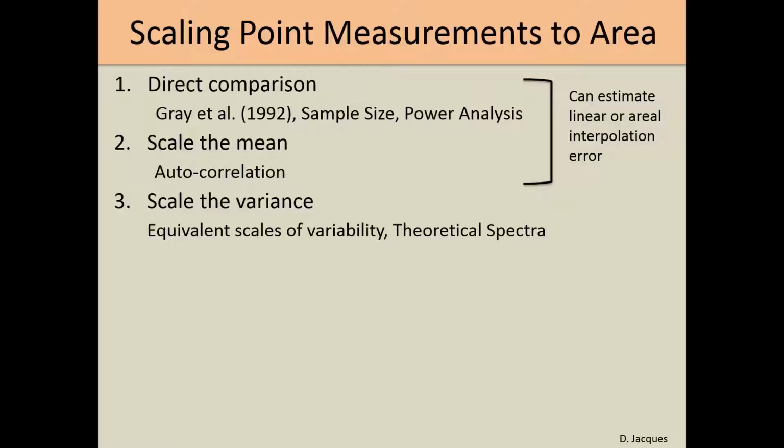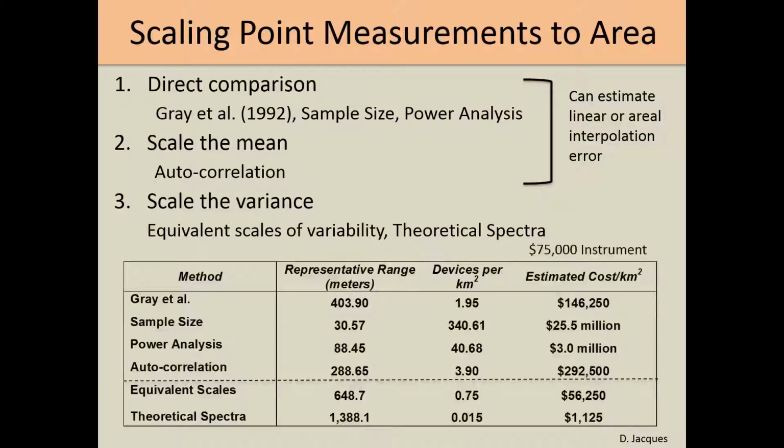I'm not going to go into the details, we've got lots of ground to cover, but if I translate that to more of a practical example, on the left are the 6 methods, the 4 for the mean, the 2 for the variance. In taking each one of those techniques, this is your scalar to give you your representative range from a point to a linear dimension. And you can see that they range over 2-3 orders of magnitude. Translate that to a density of devices per kilometer. You also get a range of values.